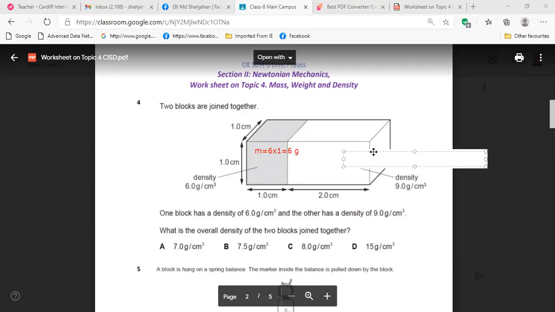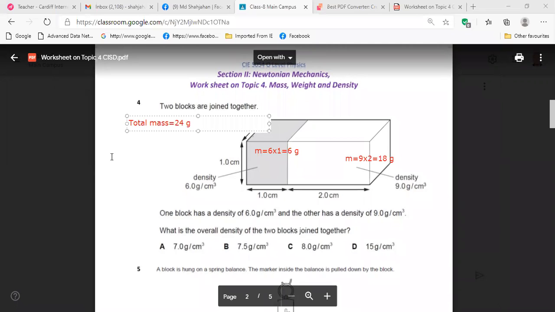Now for the white part, let us check. Sir, 18 gram. Here the mass is how much? 18. How? Sir, 9 into 2. 9 into 2, right? Yes, sir. 9 into 2 comes to 18 gram. Then the total mass is 24 grams. So we got the mass.